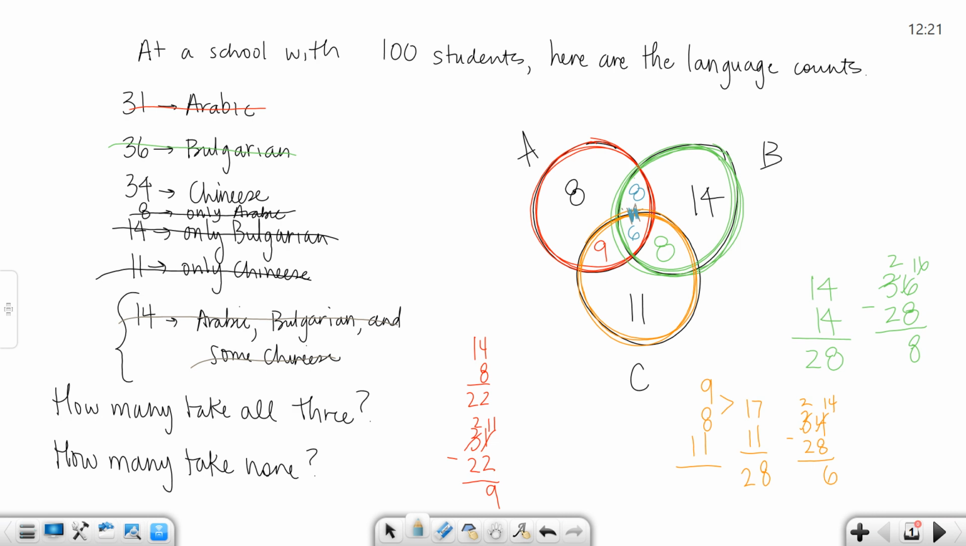Okay, so the question says how many take all 3? Well, the only thing in all 3 circles, I know it's kind of messy, but it's the 6. So 6 take all 3. And then it says how many take none.